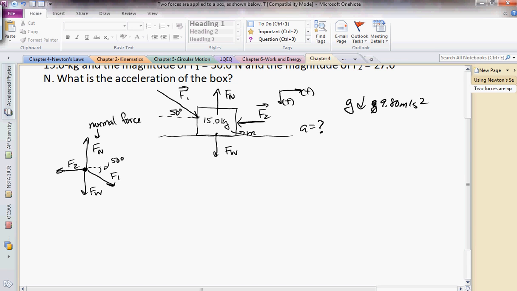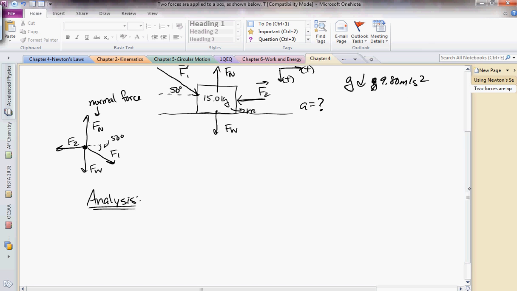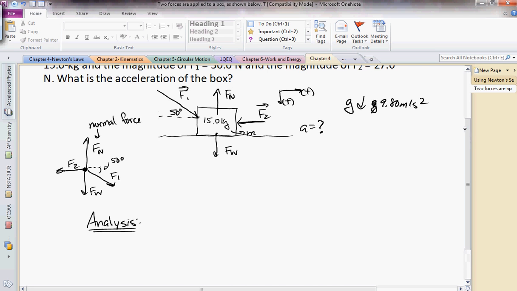So the question is, for our analysis section, how do we handle that force at an angle? We're going to handle that angled force very much like we handled the angled velocity in projectile motion. In other words, what we want to know is what are its components. What is its vertical component? What is its horizontal component? Because you notice in the sketch here in our free body diagram, F2 is all horizontal. Fn and Fw are vertical.